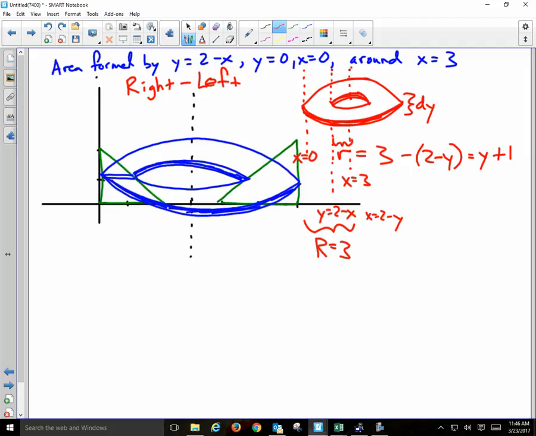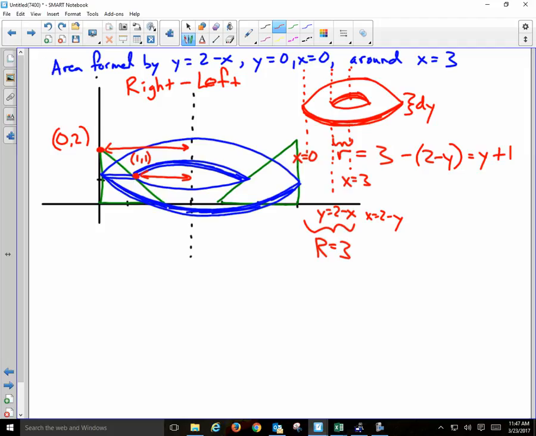Y'all good with that? Now, if you want to check it, just pick some points, okay? What's this coordinate right there? 0, 2, okay? What is the radius right here? It's 3, isn't it? Y plus 1. See it? What's this coordinate right here? 1, 1, right? What's the radius? It's 2. Y plus 1. See? So sometimes you look at your radius in order to try to confirm that your drawing is accurate.